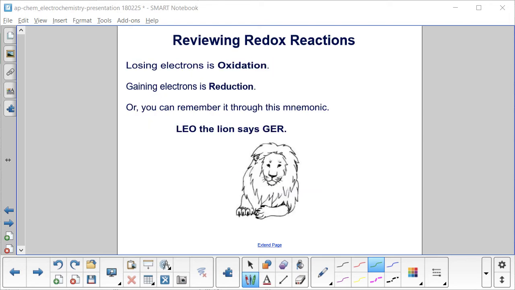One way to remember this gaining and losing of electrons is through the mnemonic device "LEO the lion says GER." LEO means loss of electrons is oxidation, and GER is gaining electrons is reduction.